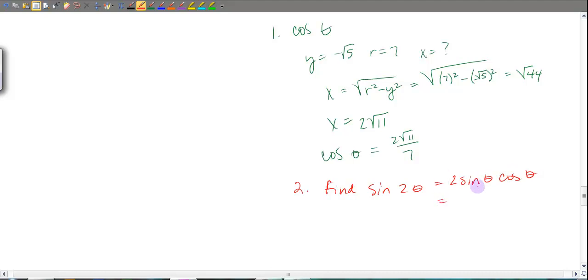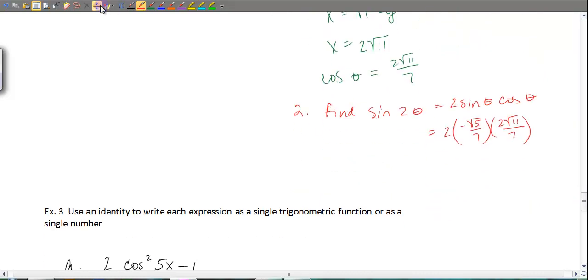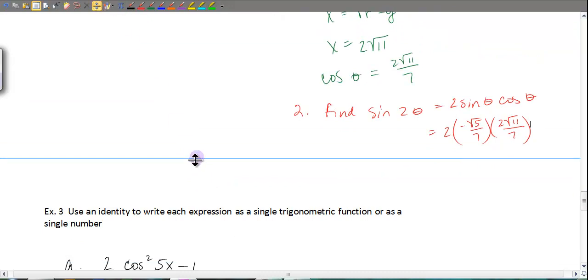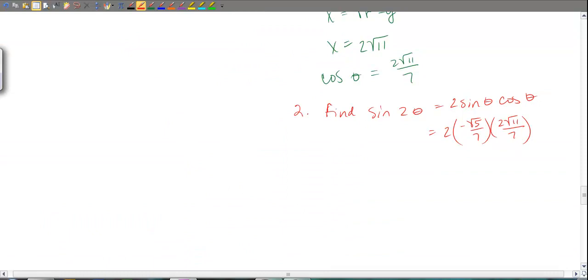So sine theta, we already said that was negative square root of 5 over 7, times 2, times 2 square roots of 11 over 7. Okay? This one's not as easy to do. I don't think you can do this one in your calculator because of the radicals in the numerator. So instead you have to remember how to multiply fractions. When we multiply fractions, we multiply numerator to numerator. So I get 2 times 2, because those are the real parts, so that would be 4. And the radical parts would be 5 times 11, which would be the square root of 55 with a negative out here. And 7 times 7 is 49. So that's what the sine of 2 theta is.